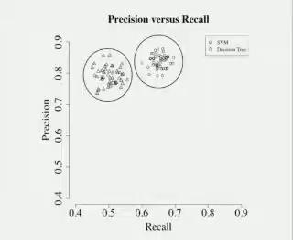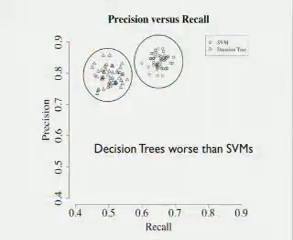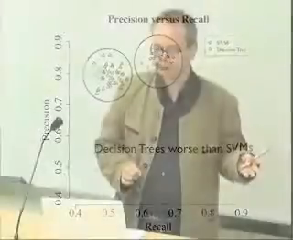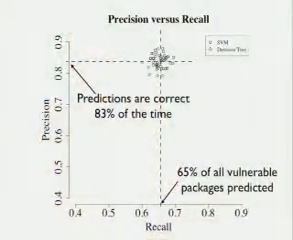And statistical analysis reveals that, in fact, decision trees are statistically significantly worse than SVMs, both in terms of precision and in terms of recall. So we don't look at this anymore, and we take a look only at the support vector machines.